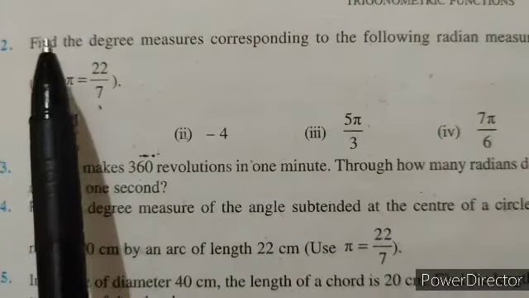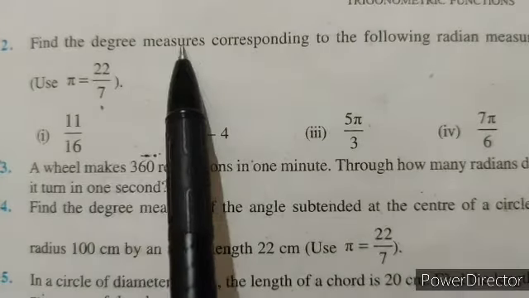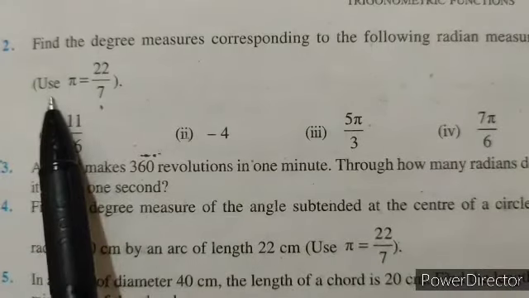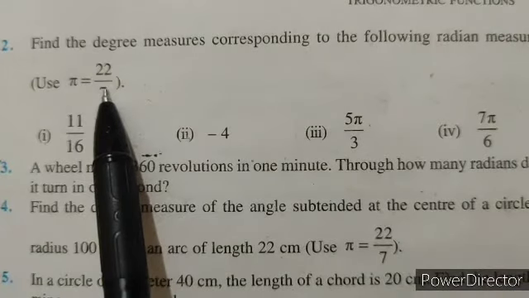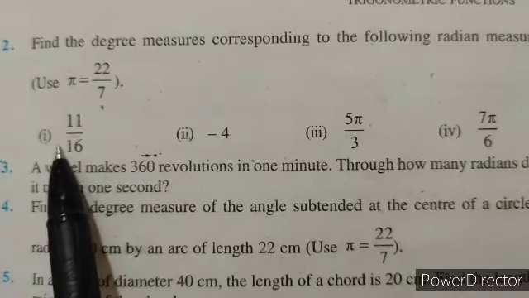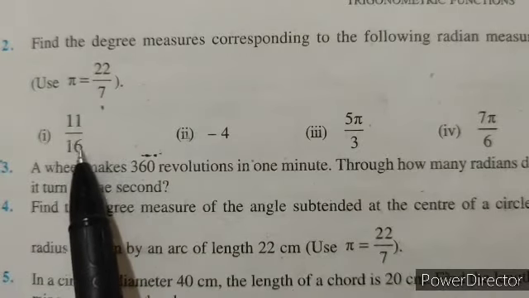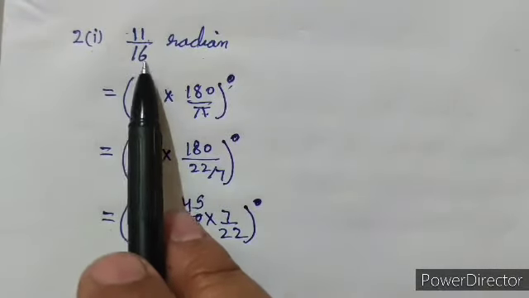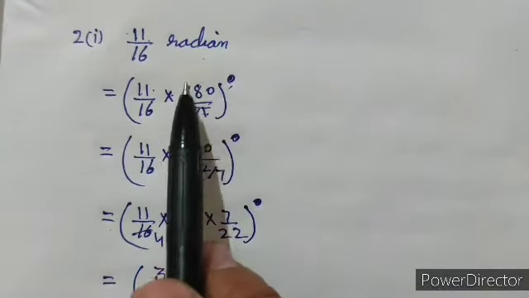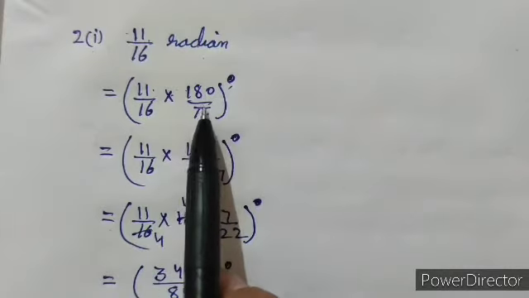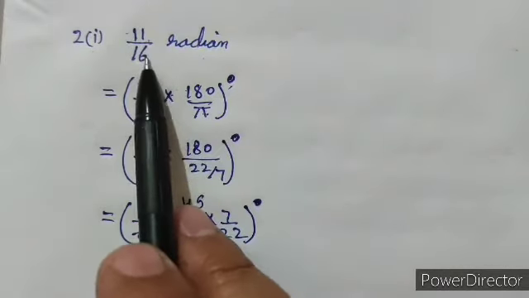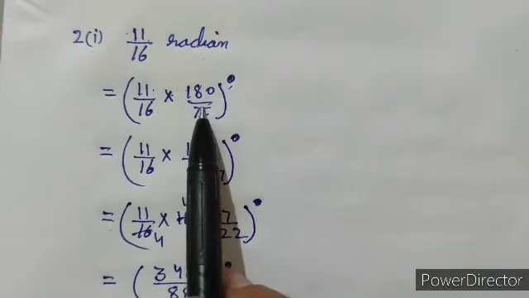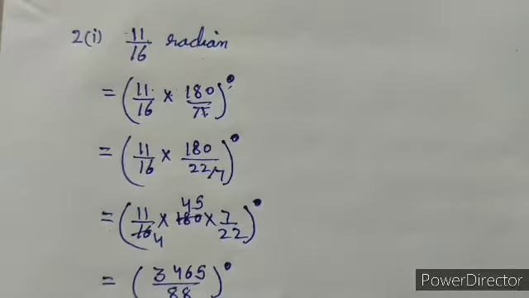In second question, we have to find the degree measure corresponding to the following radian measures, and we will use pi equal to 22 by 7. Now in first part, we have to convert 11 by 16 radian in degree measure. Now in order to convert 11 by 16 radian in degree measure, we will multiply it by 180 upon pi. That means 11 by 16 radian will be equal to 11 by 16 into 180 upon pi degree.